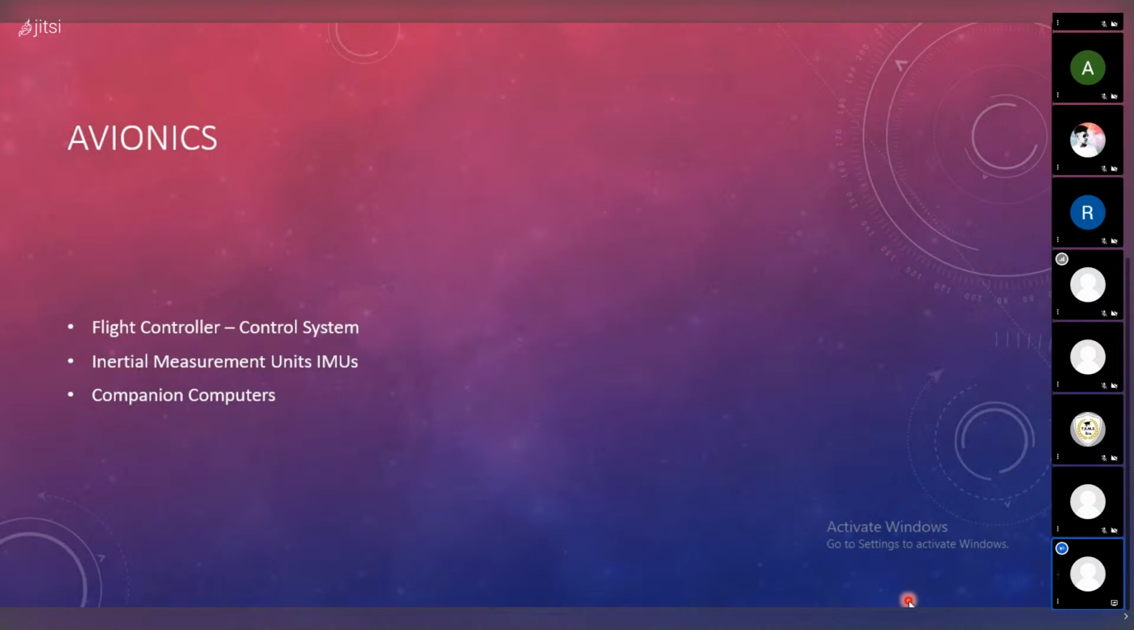The avionics majorly consists of the flight controller, that is the control system basically. Then the inertial measurement units, the IMUs that we normally say. Then there are companion computers, like you will see Raspberry Pi or maybe Intel Edison or something of those sort, that are used for better performance and computation, for better accuracy or precision of the drone.